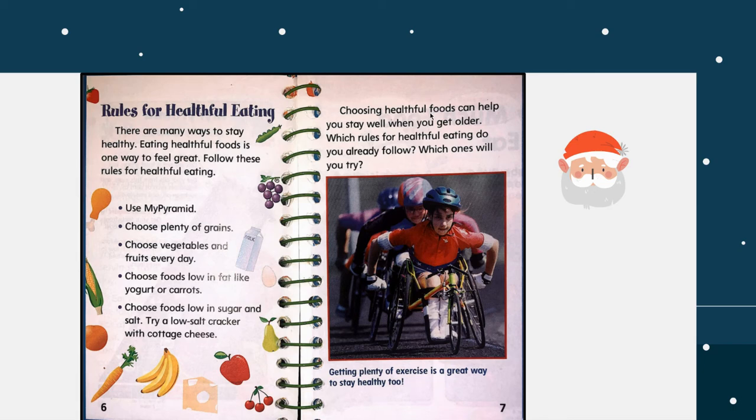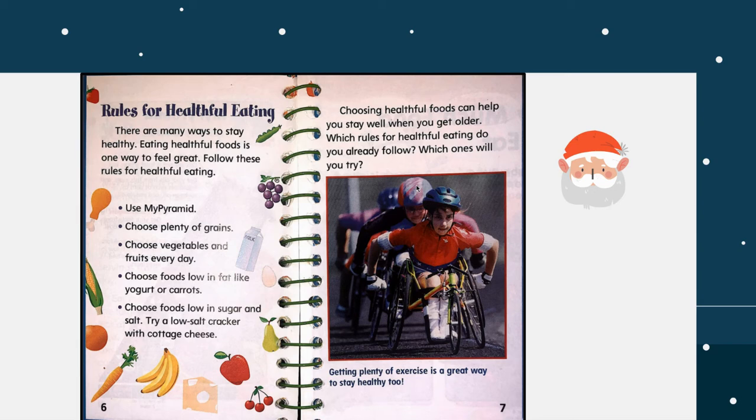Let's see. So choosing healthful foods can help you stay well when you get older. Exactly. So that's the thing. If you eat healthy now, then when you're all grown up, you'll have fewer problems with your health. So it's extremely important that you eat healthy because here's the thing. If you eat a lot of sugar every week, that eventually is going to catch up with you and you can end up having, let's say, maybe diabetes. And once you have that, you have to deal with it.